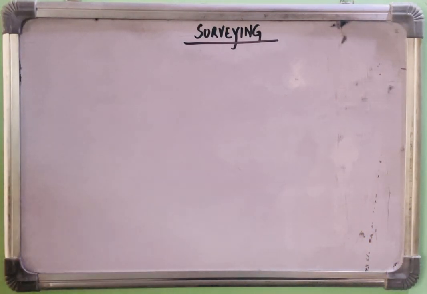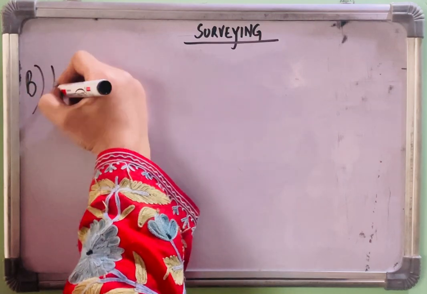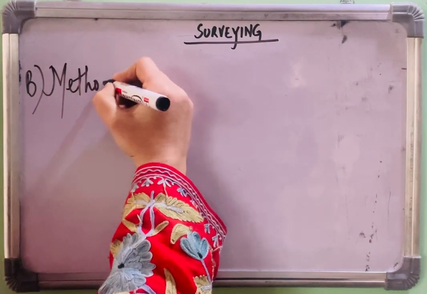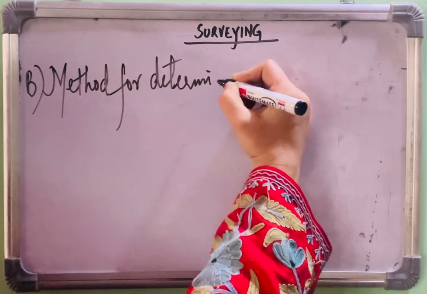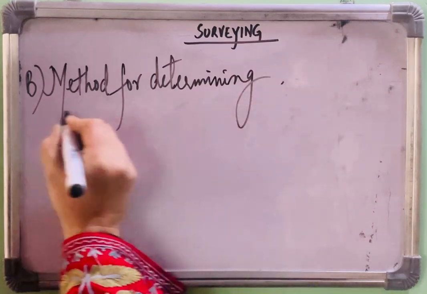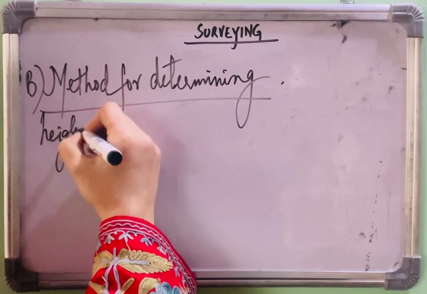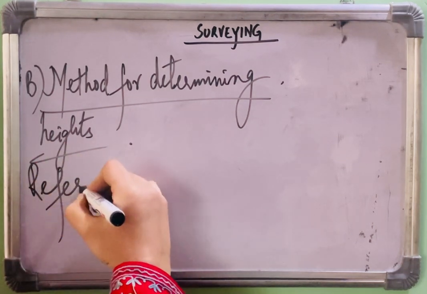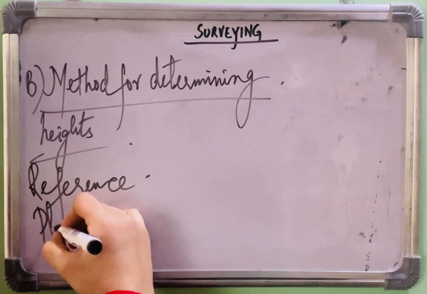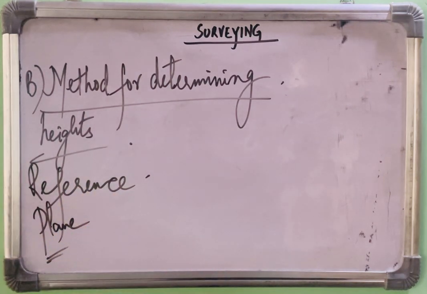Let's study about methods for determining heights, or methods for fixing positions in a vertical plane. How can we do this? The position of a point in a vertical plane is determined by measuring its height with respect to some reference plane, which is known as datum in surveying, a reference point or a plane. And these three methods are generally used for determining heights.